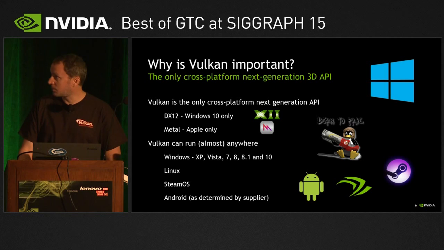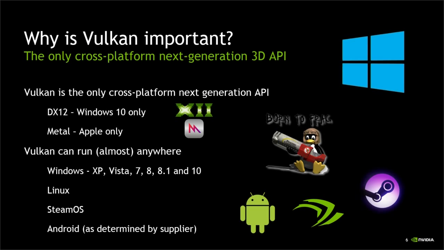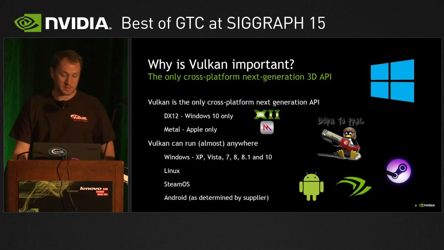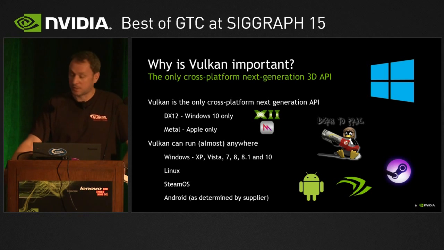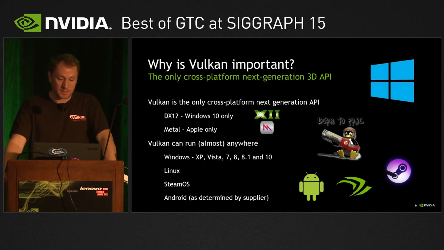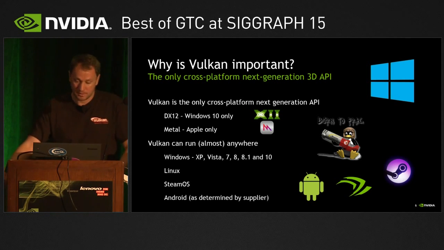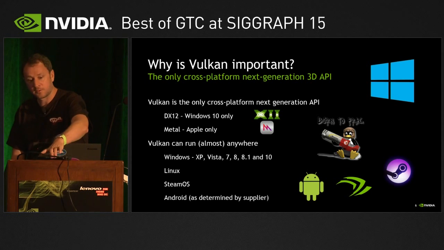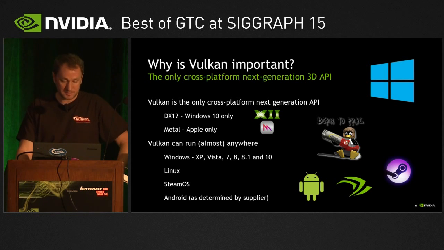So why is Vulkan important? Vulkan is not the only next-generation 3D API. There's also DirectX 12, but DirectX 12 is Windows 10 only. There's also Metal from Apple, but Metal will only run on Apple platforms. So Vulkan is the solution for the rest of us. It can run almost anywhere, anywhere from Windows XP all the way up through Windows 10. Or it can run on Linux and Linux-derived products like SteamOS. And it can even run on Android as determined by the supplier. And I'll show you a demo of running on one of our products.